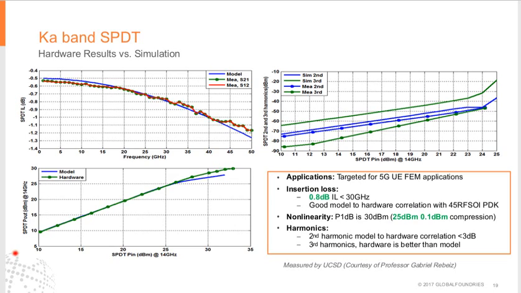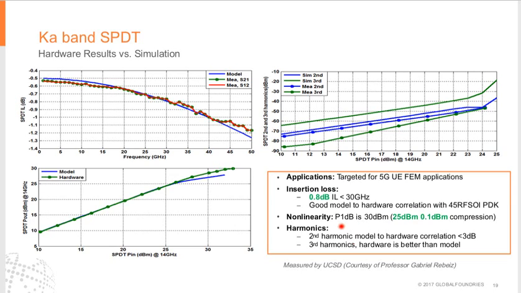We also measured Pout versus Pin. Due to the power limitation, we also measured at 40 GHz at UCSD, and the 0.1 dB compression point is about 25 dBm. The second harmonic model hardware correlation is very good. The blue curve is the second harmonic. The green curve is the third harmonic. For the third harmonic, the measurement data is even better than the simulation data.